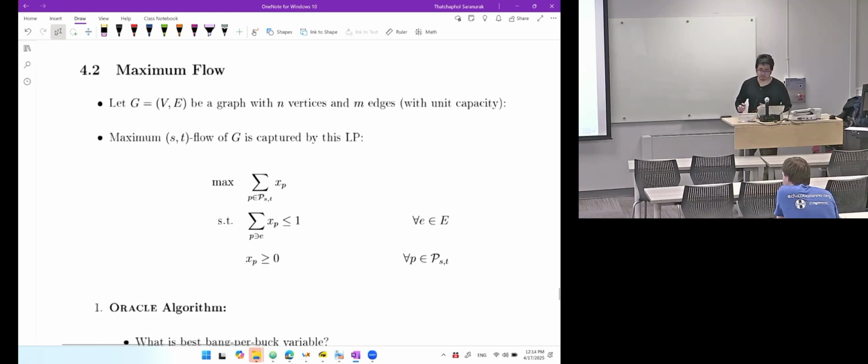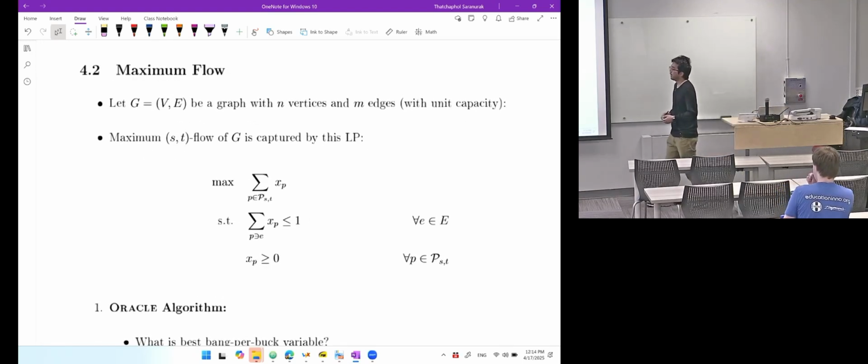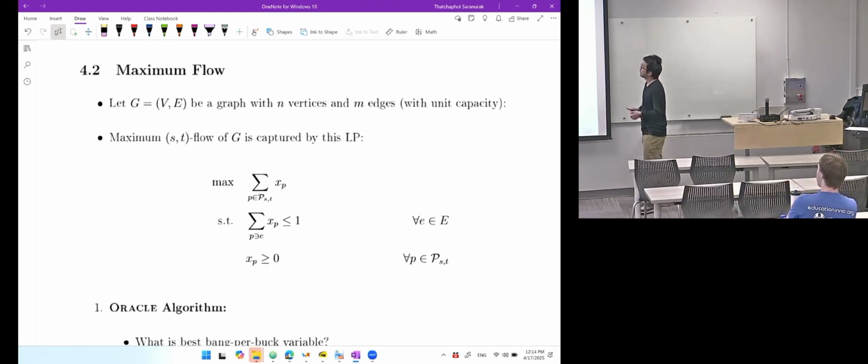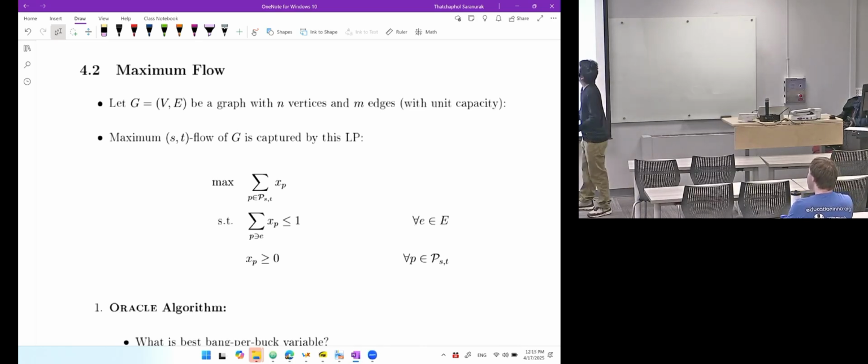Let's try to apply this framework to solve max flow. Let's say you have a graph with n vertices and m edges, and let's say each edge has unit capacity. Capacity is just 1. And we know that we can capture this problem by an LP. Maximum s-t flow can be written in this way. This is the LP that captures maximum flow.